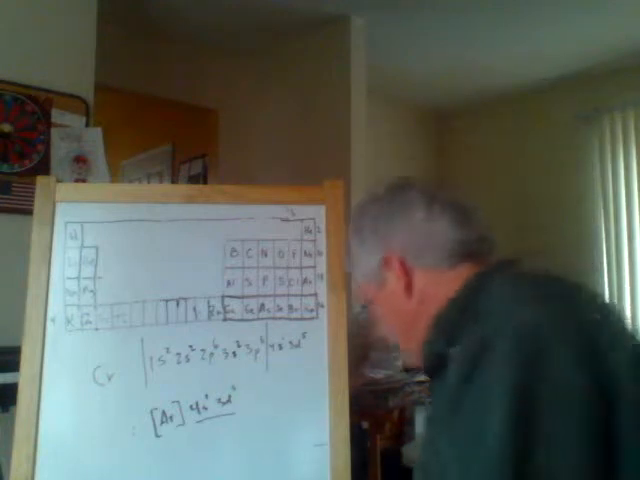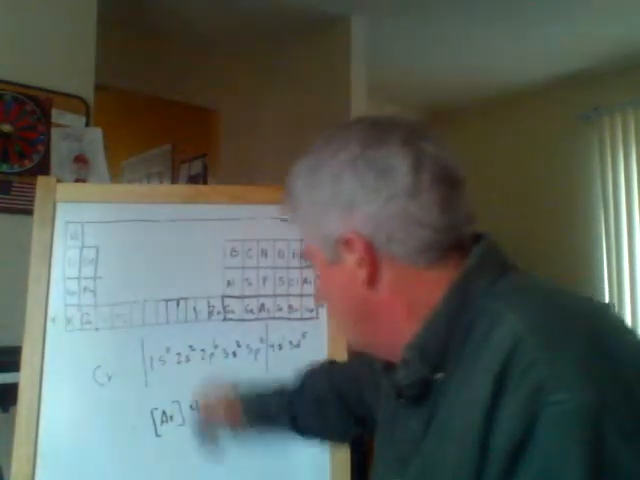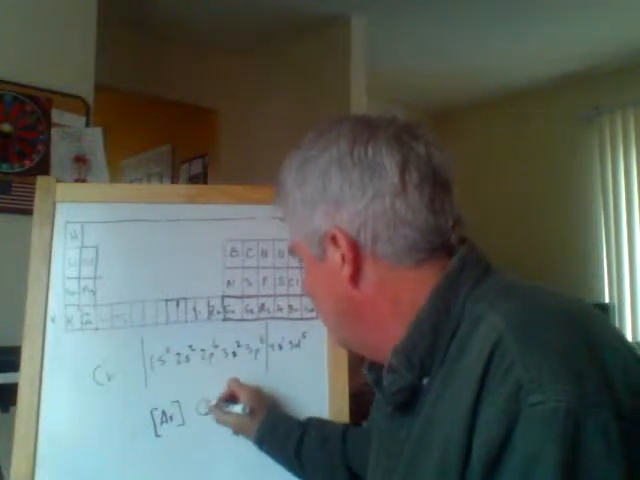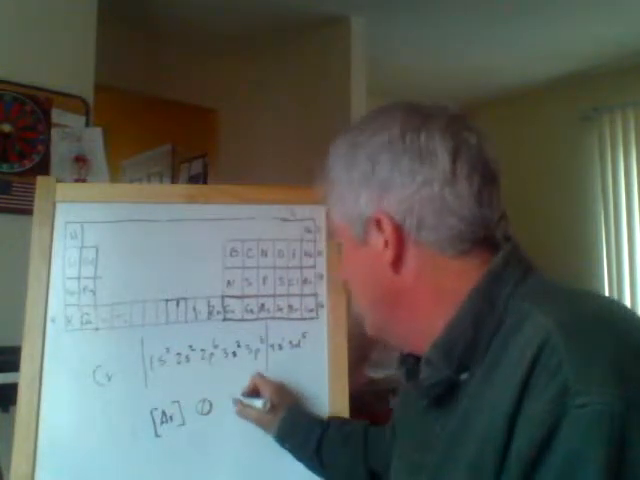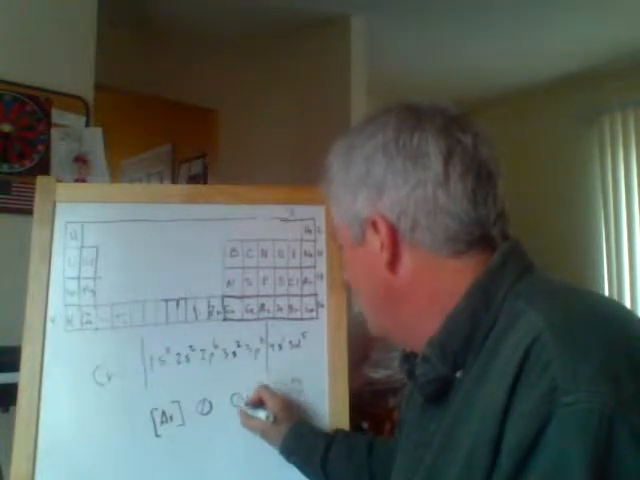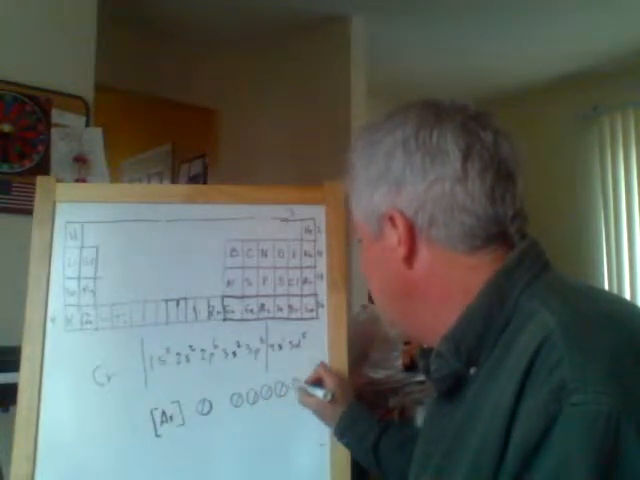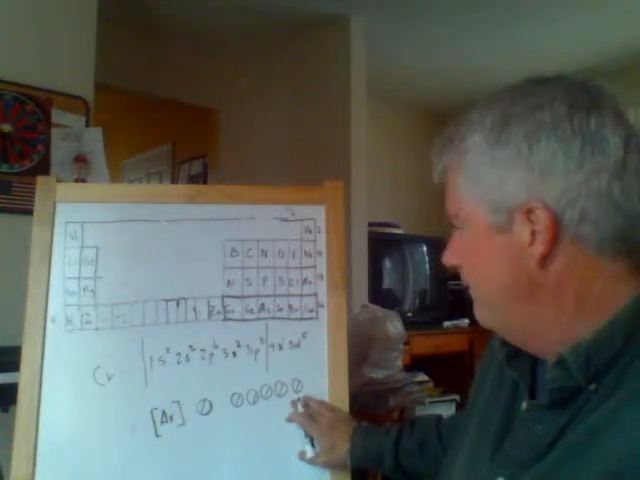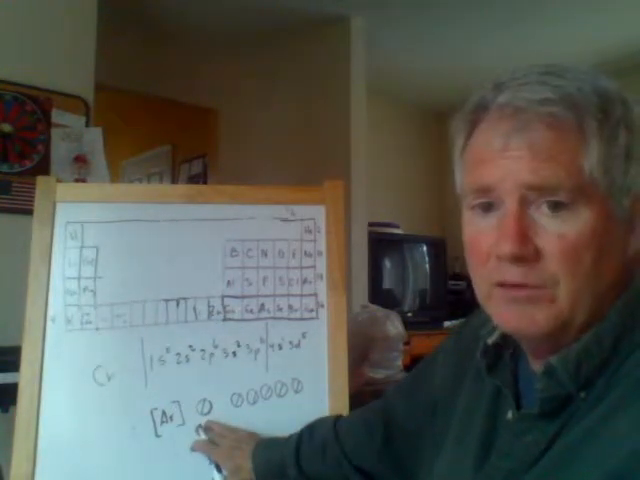So in the case of chromium, as I described in the previous video or maybe the one before that, in the 4s it has 1 electron, and in the 3d it has 1 electron in each of the 5 orbitals. So the 3d is completely half filled, and the 4s is half filled as well.